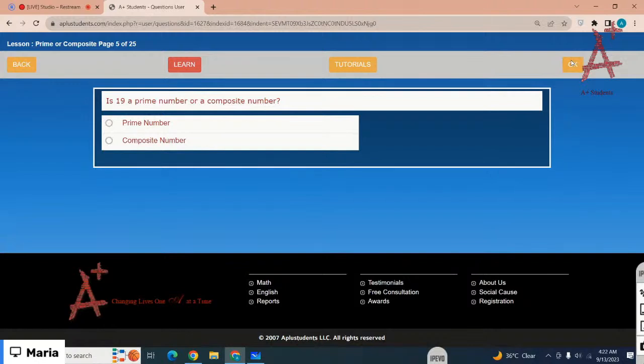Is 19 a prime number or a composite number? Very good. 19 is a prime number. 19 has only 2 factors, that are 1 and 19. So 19 is a prime number.